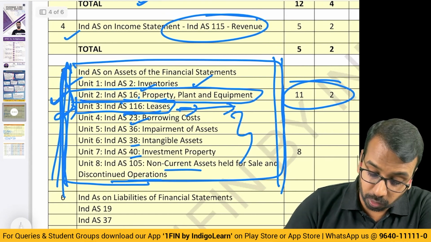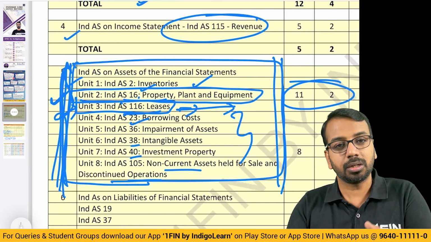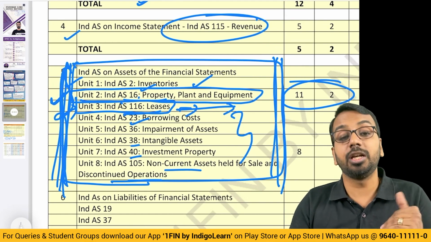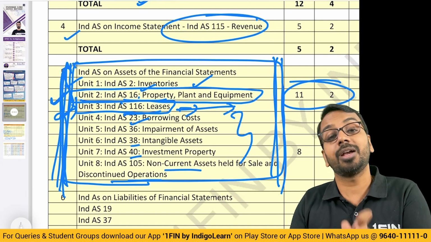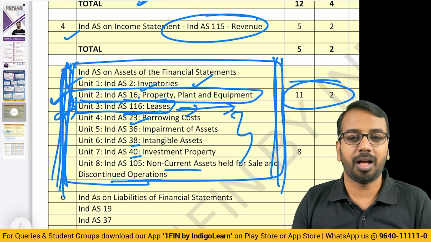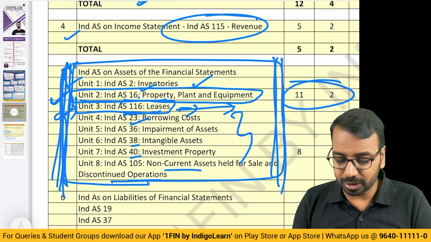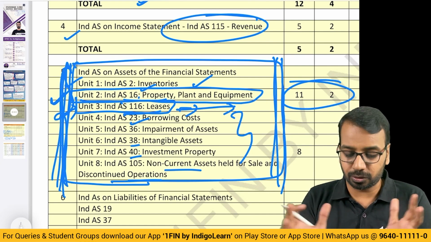But don't ignore these chapters thinking you know them, because we feel we know all of these and we ignore them. Whereas this can make or break your result in the upcoming examination, right? So that is the whole idea or the whole approach that you should be following.